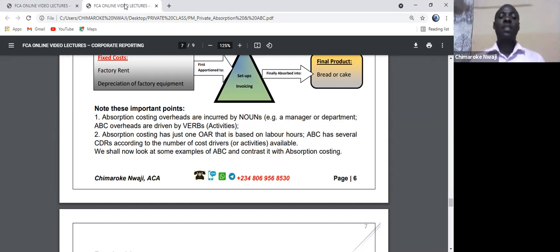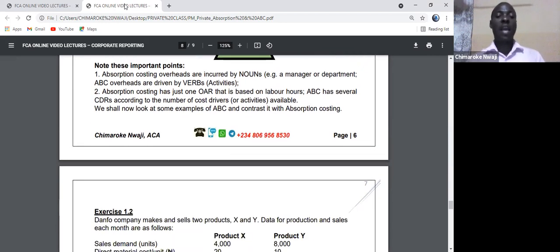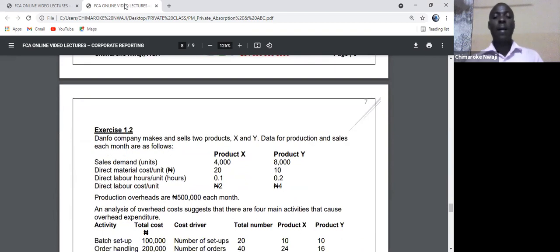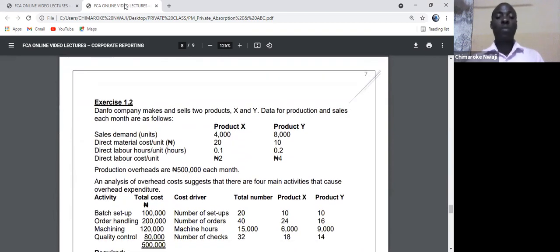Now let us look at the ABC method and contrast it with the absorption costing method. Give me a moment, I'll get right back to you.